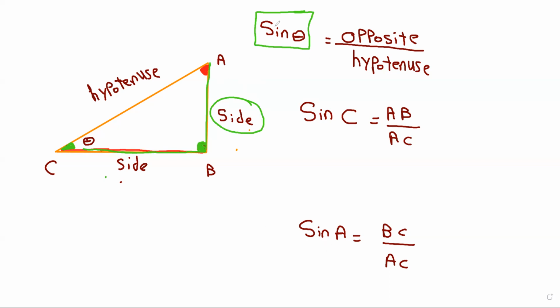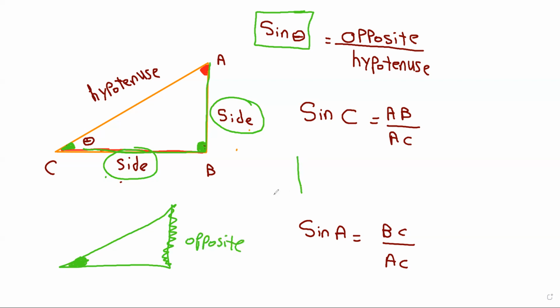And if we are talking about angle A, what is sine A? Which side is opposite to A? This side here is opposite to A, which is BC. As you see, the opposite has changed. The opposite depends on the angle. In this triangle, if we are talking about this angle, which side is the opposite? This side is the opposite side.